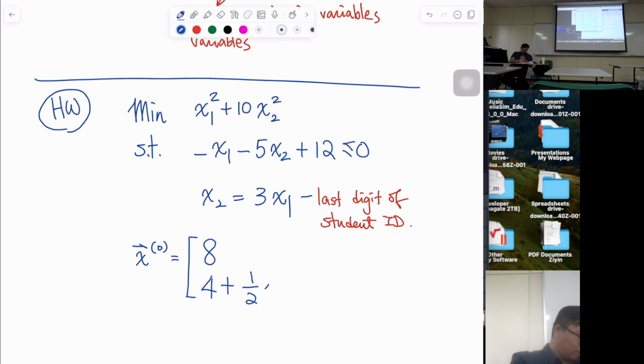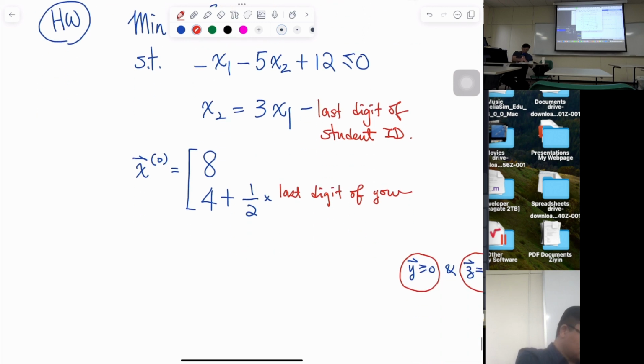One half of last digit of your hopes or your weight.